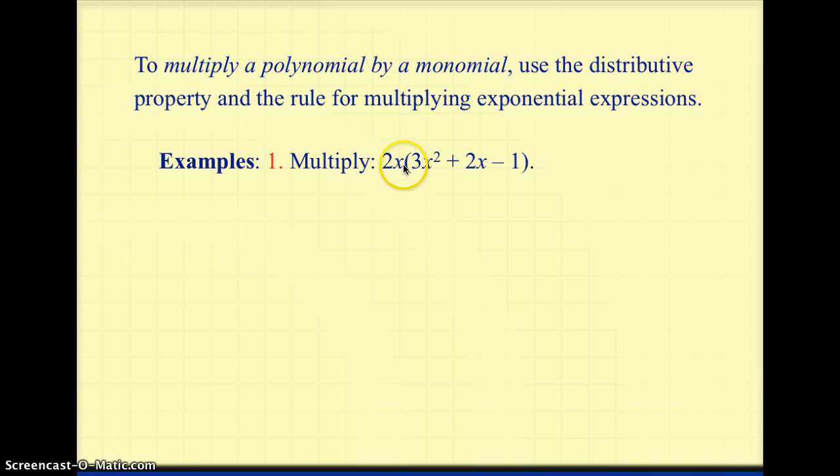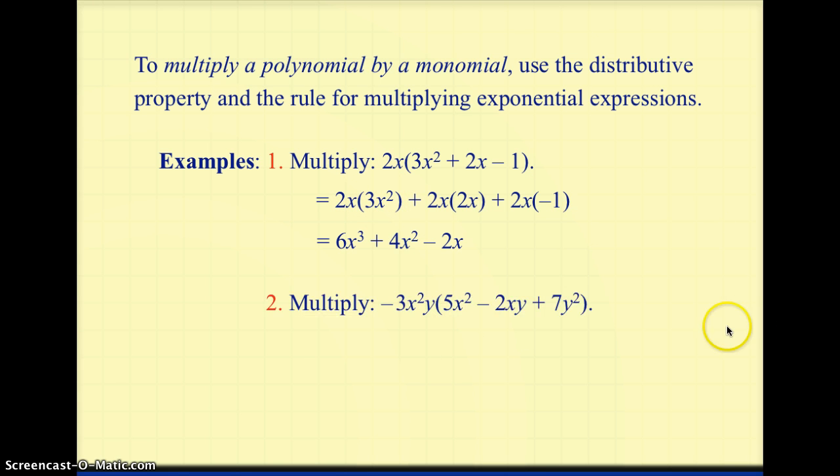So for example, if we were multiplying 2x times 3x squared plus 2x minus 1, you're going to distribute 2x times 3x squared plus 2x times 2x plus 2x times negative 1. In this case, you come up with a final answer of 6x to the third plus 4x squared minus 2x. Remember, when you're multiplying x's, you add your exponents. So this would be x to the first times x to the second, which is x to the third.